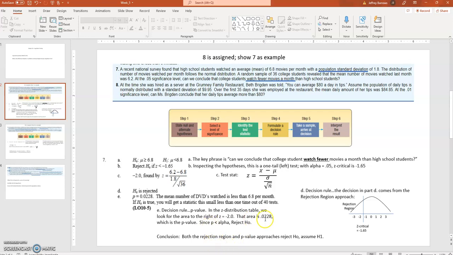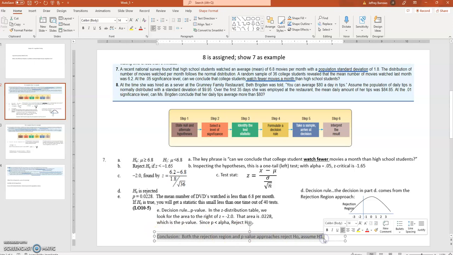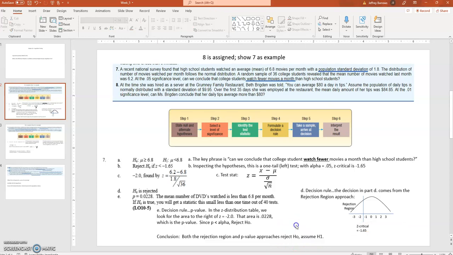And the way that we would approach this from a p-value standpoint, as opposed to a rejection region, is we would simply compare the p-value of 0.0228 to alpha, which is 0.05. And since p is less than alpha, we would again reject the null hypothesis and assume the alternative. So regardless of which test you use, you will come up with the same conclusion. And in this case, you will reject the null hypothesis and assume the alternative.